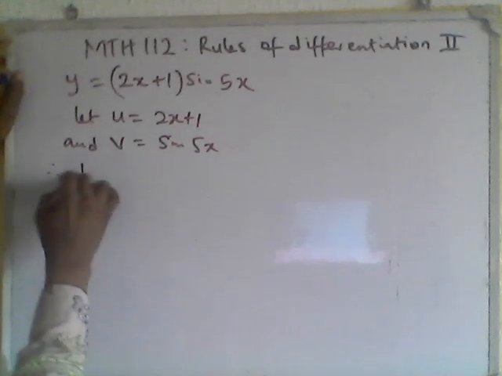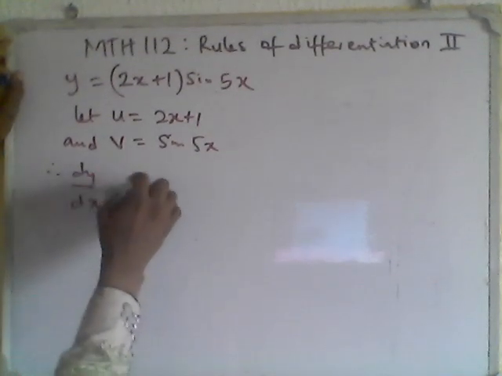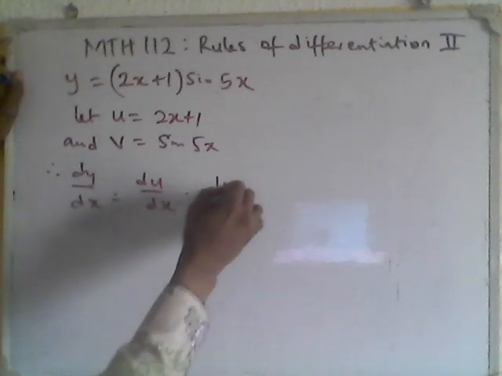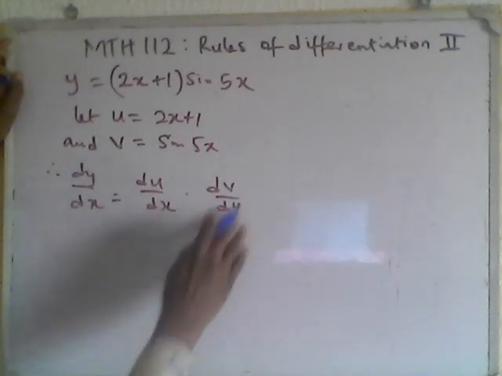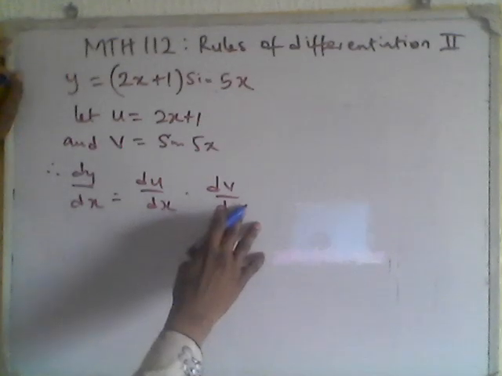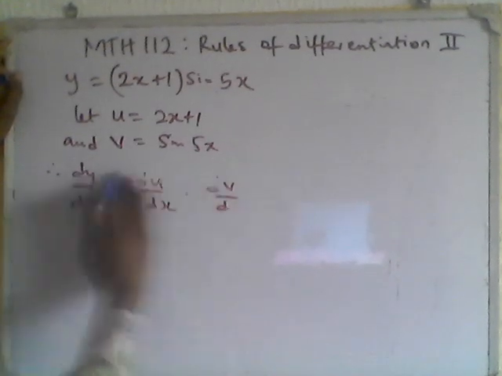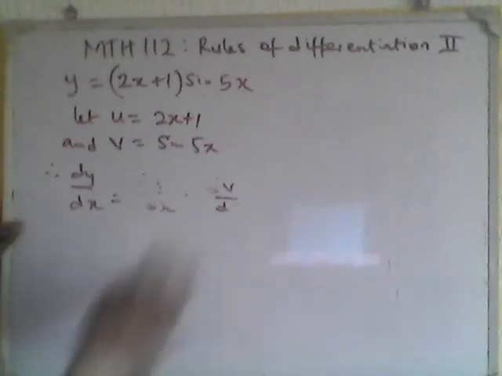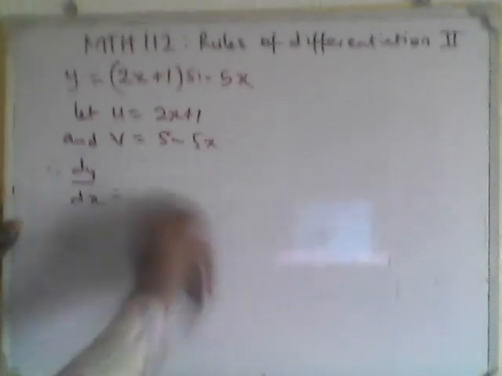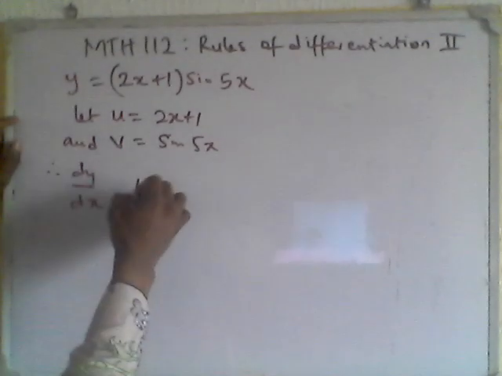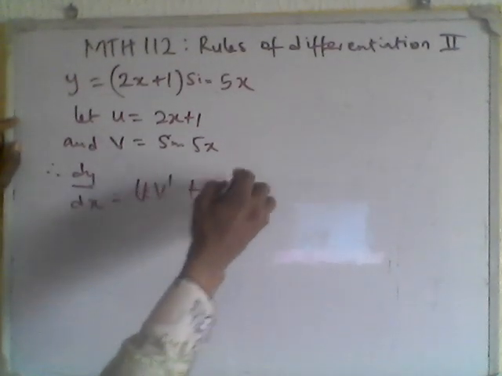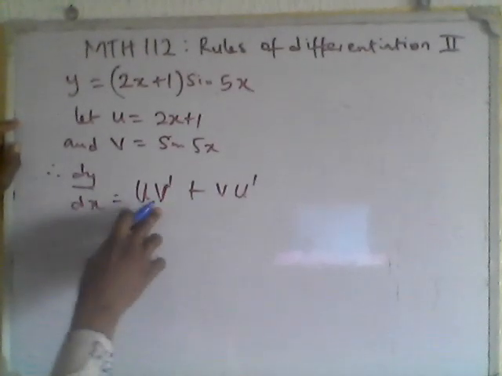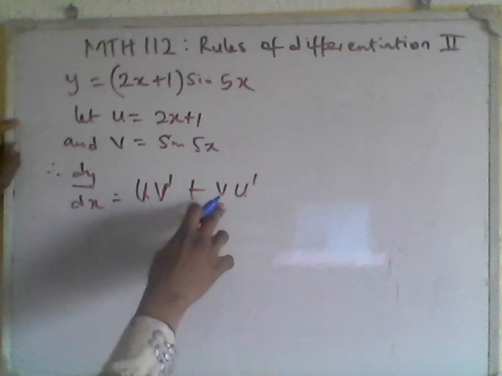So therefore, dy dx is du dx dot dv, sorry, dv. This is not function of function. This is product rule. So it is like this. U v prime plus v u prime, right? So this one I have u, I differentiate v, then I have v, I differentiate u.